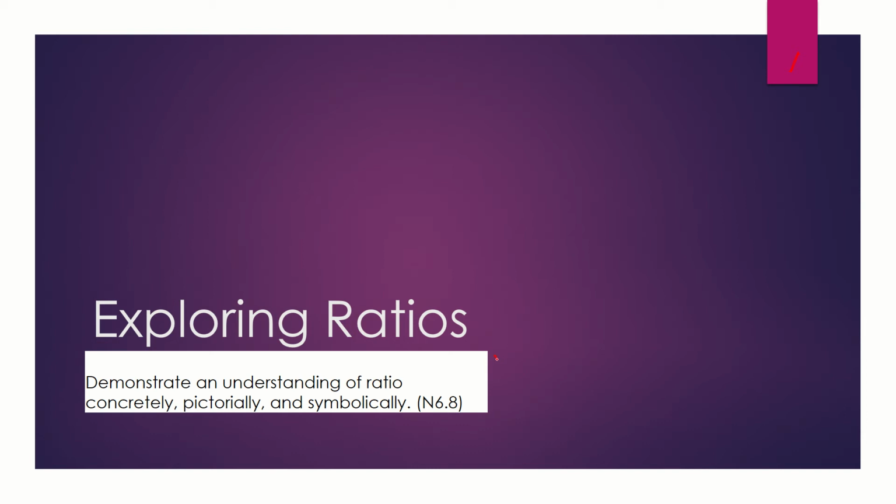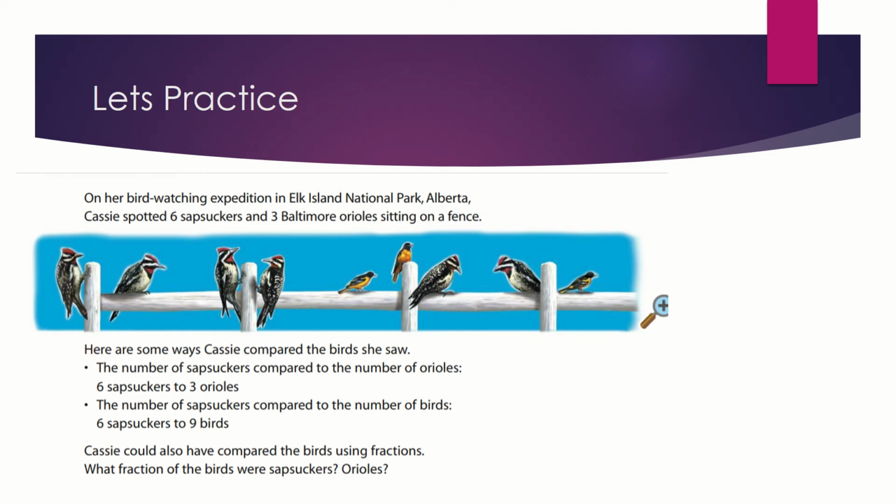So we are working on the outcome: demonstrate an understanding of ratio concretely, pictorially, and symbolically. So here's our little practice. On her birdwatching expedition in Elk Island National Park, Alberta, Cassie spotted 6 sapsuckers and 3 Baltimore Orioles. So we have 1, 2, 3 Baltimore Orioles, and we have 6 sapsuckers, drawing an arrow on them to make them a bit different.